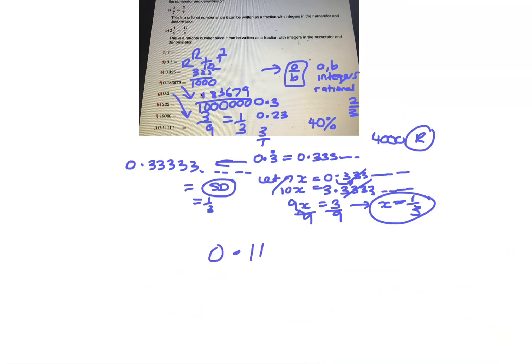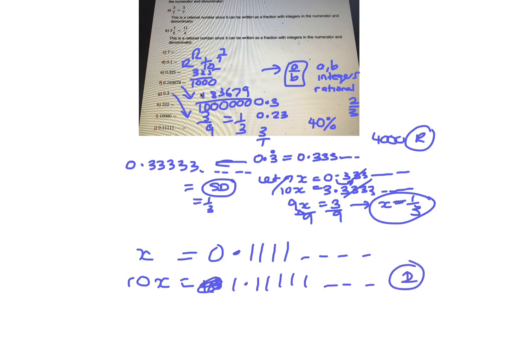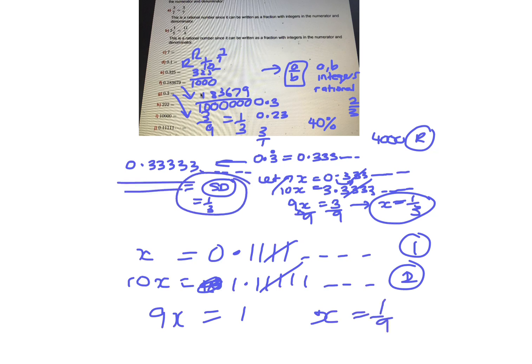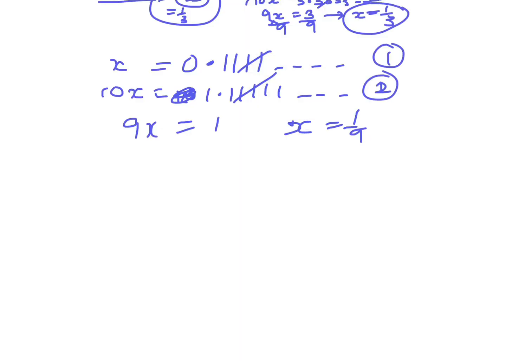And 0.1111, that is 1/9, because if you let x equal that, multiply by 10, you get 10x, which is 1.111. If you subtract these two equations, you get 9x, the decimals go out and you get 1. So x is 1 on 9. But you can just get your calculator and press the SD button after putting it in, and you'll see it can be written as a fraction.